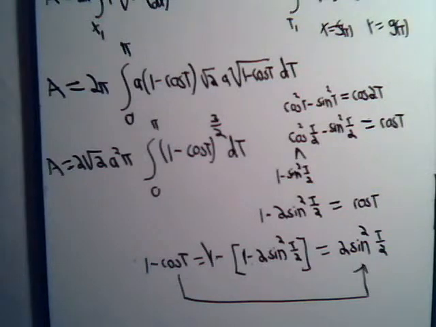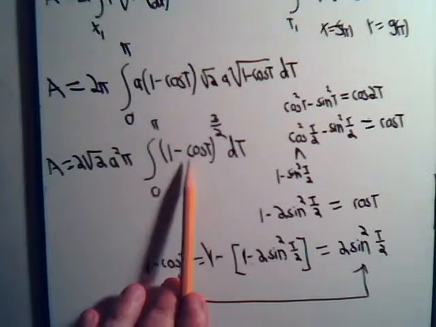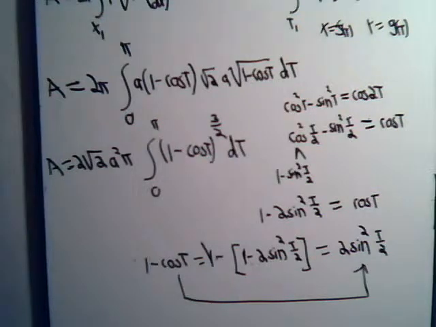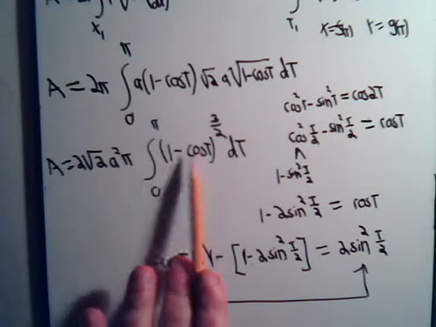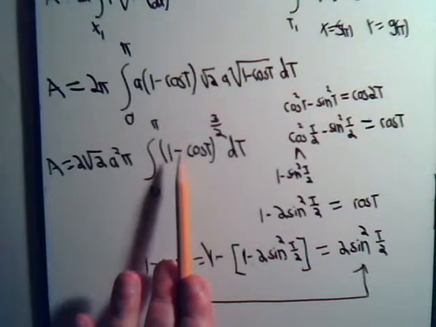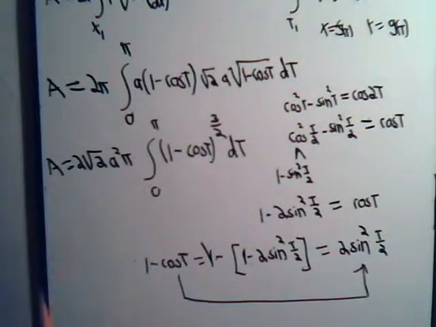Okay, in the last video, we were attempting to solve this integral of 1 minus the cosine of 3t to the 3/2 power. And we kind of fished around, frankly, with some trig identities to see if we could get this into a form here that we could integrate. And what we ended up with is 1 minus the cosine of t equals 2 times the sine squared of t over 2. So we're going to put that into here.